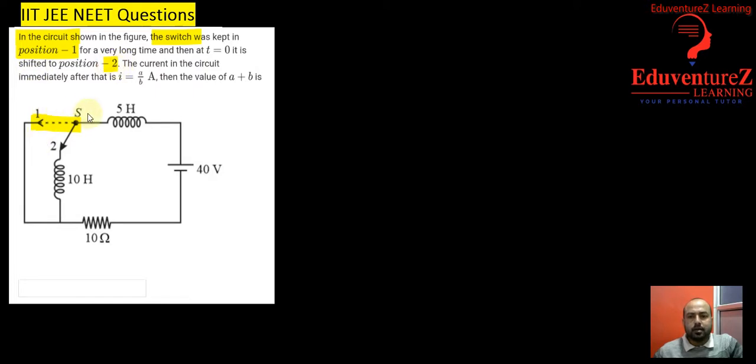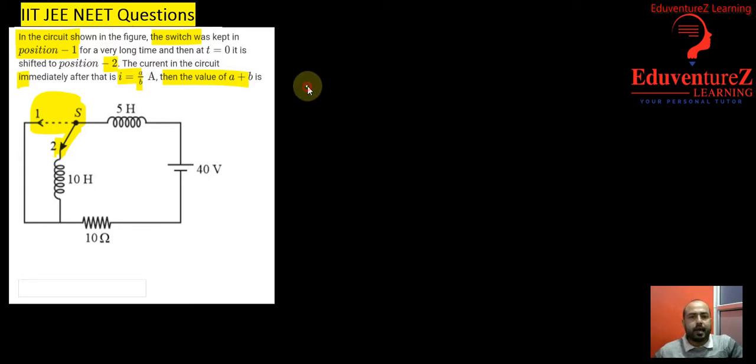Now this connected switch is removed from this position and is connected to the other direction, position 2, at t equal to 0. We are taking the time as t equal to 0. The current in the circuit immediately after that is I equal to A upon B ampere, then the value of A plus B is? So we will draw two diagrams here.